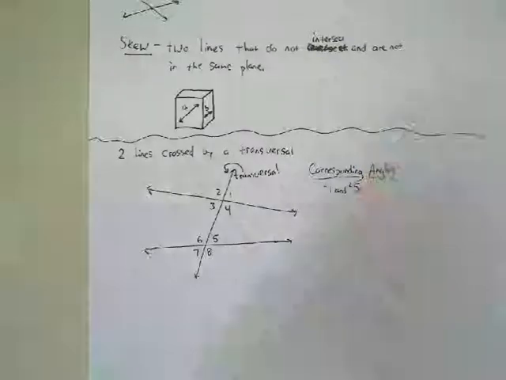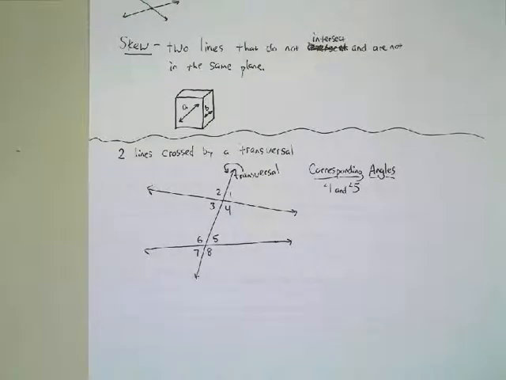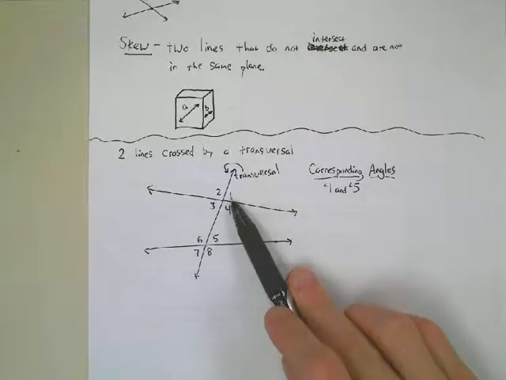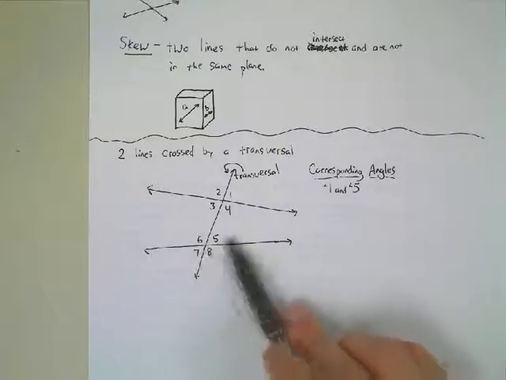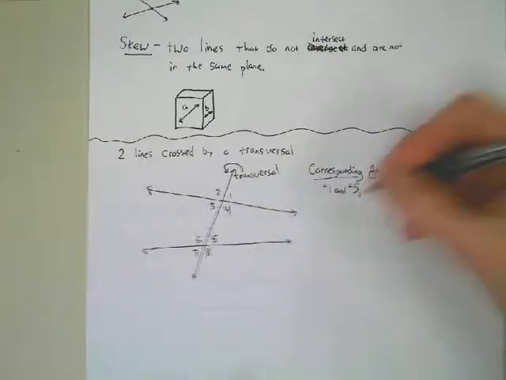Okay, now how do I know that? Well, I'm looking here at angle 1. Angle 1 is in this cluster. It's the upper right part of that cluster. Likewise, angle 5 in this cluster is the upper right. Okay? Someone want to raise their hand and tell me what's another pair of corresponding angles there?